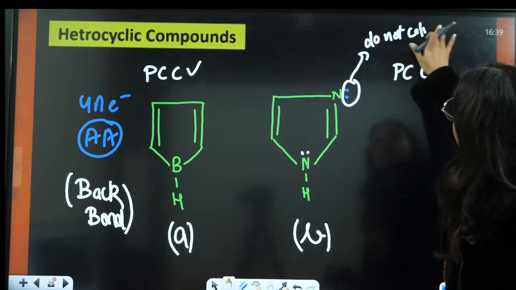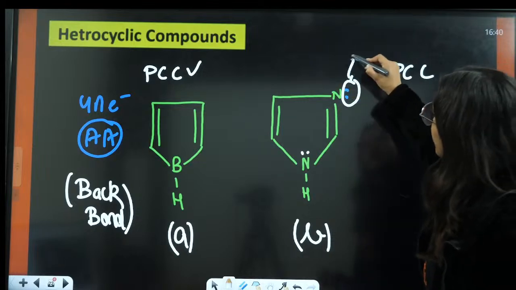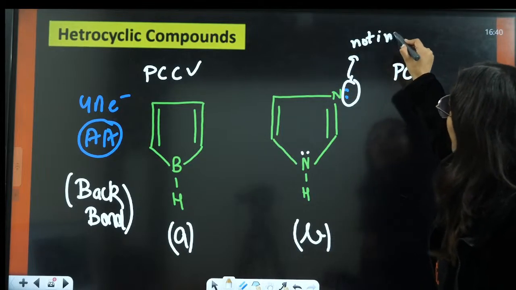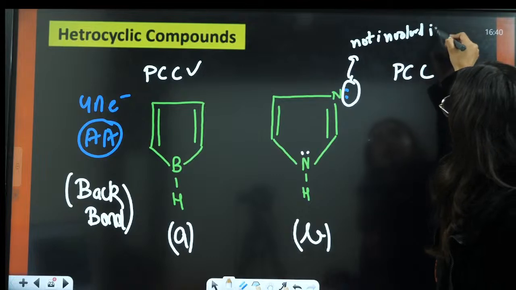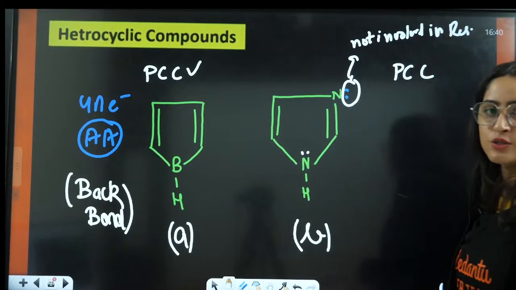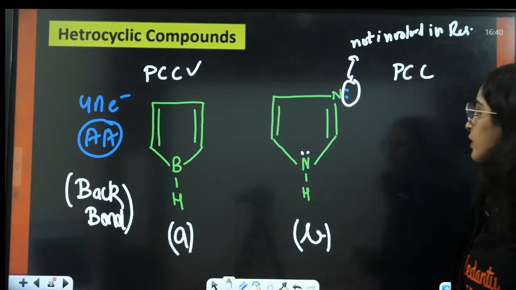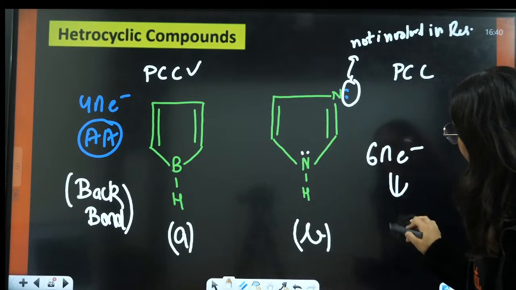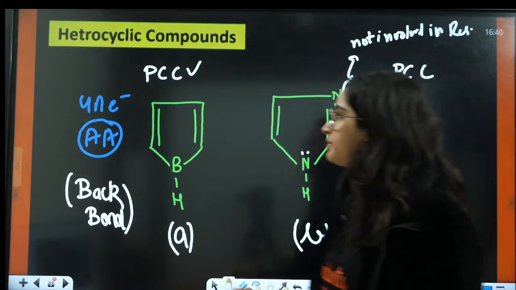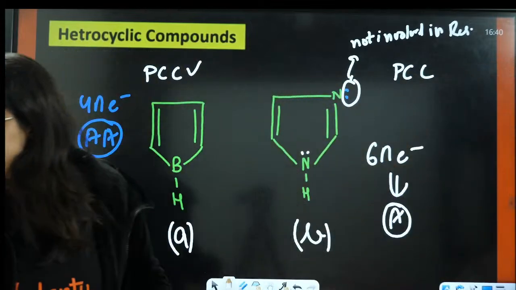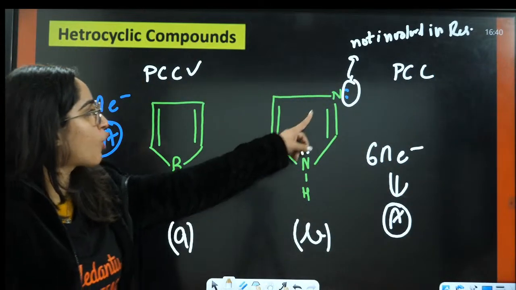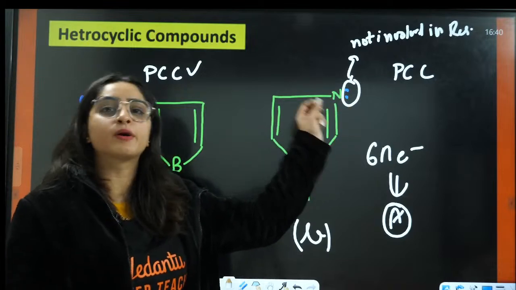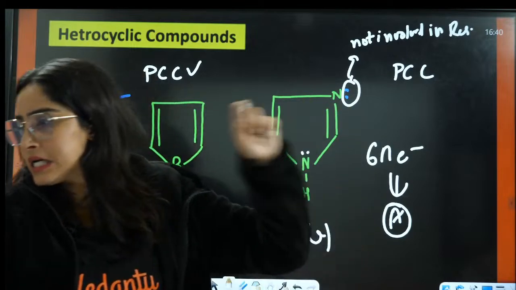You can write it as not involved in resonance. They are not involved in resonance, so we are not going to calculate this. There will be 1, 2, 3, 4, 5, 6 pi electrons, and it will be aromatic. Understood? Understood, guys? Why will we not calculate this lone pair? Because it is not involved in the resonance.